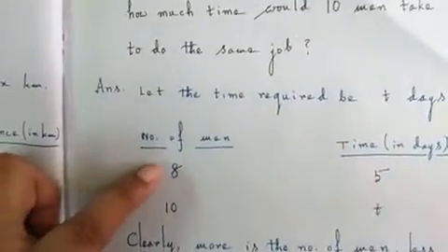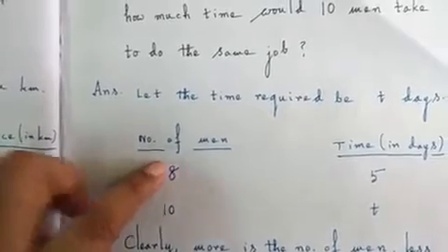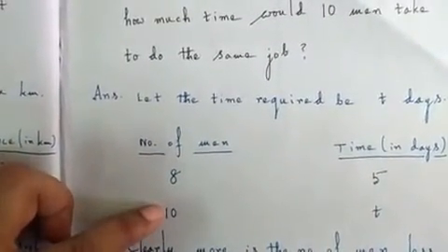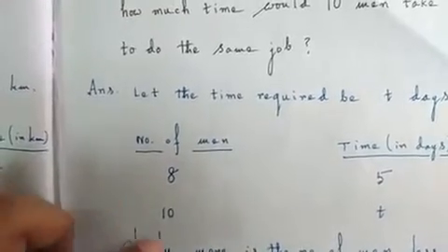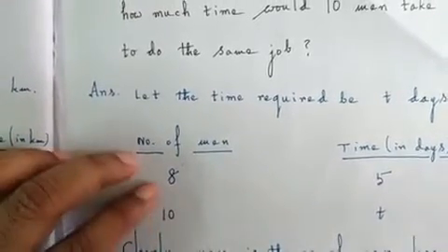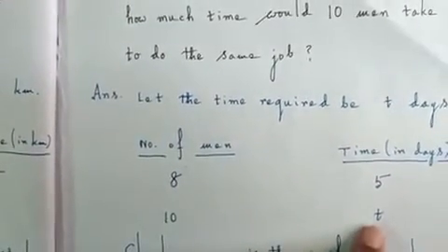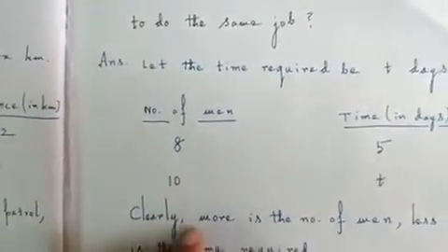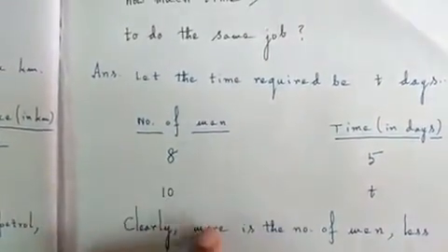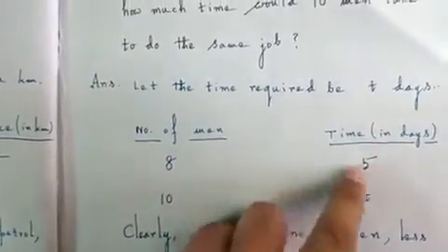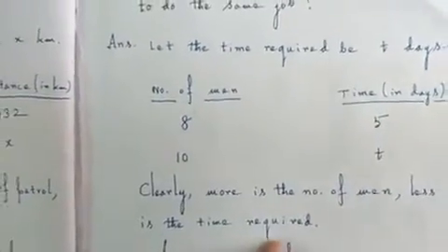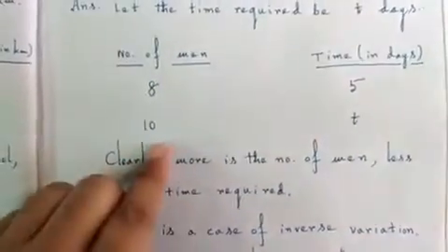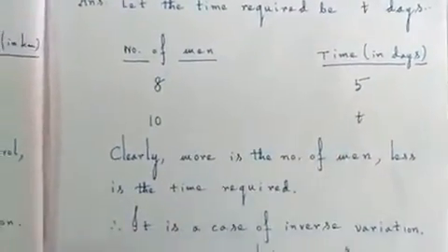So when 8 men can do the job in 5 days, if I increase the number of men, 10 men will be able to complete that same amount of work in less time. More men, so it is increasing. Clearly more is the men, so more. Less, it is decreasing, less is the time required. So it's a case of inverse variation, because one is increasing, the other is decreasing, an opposite type of change.